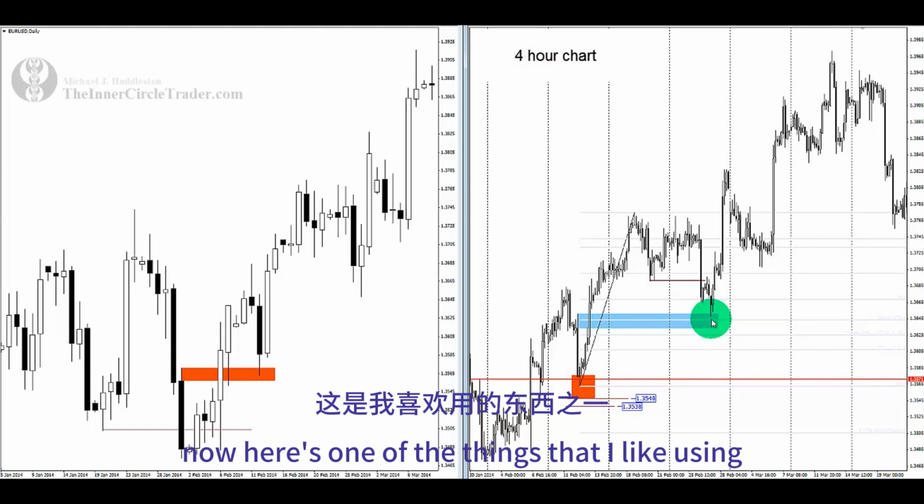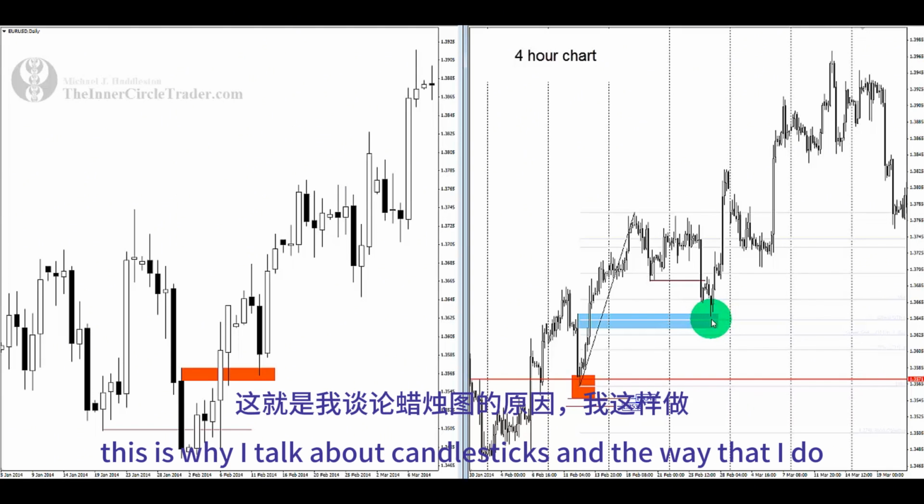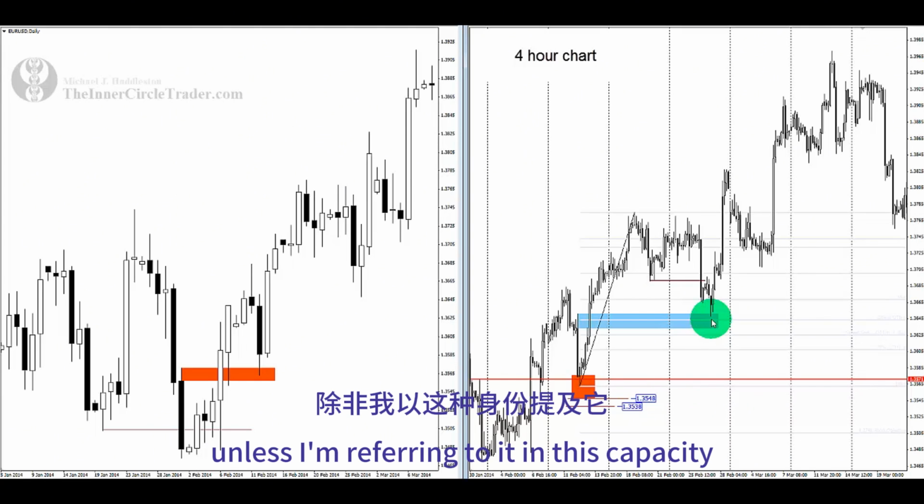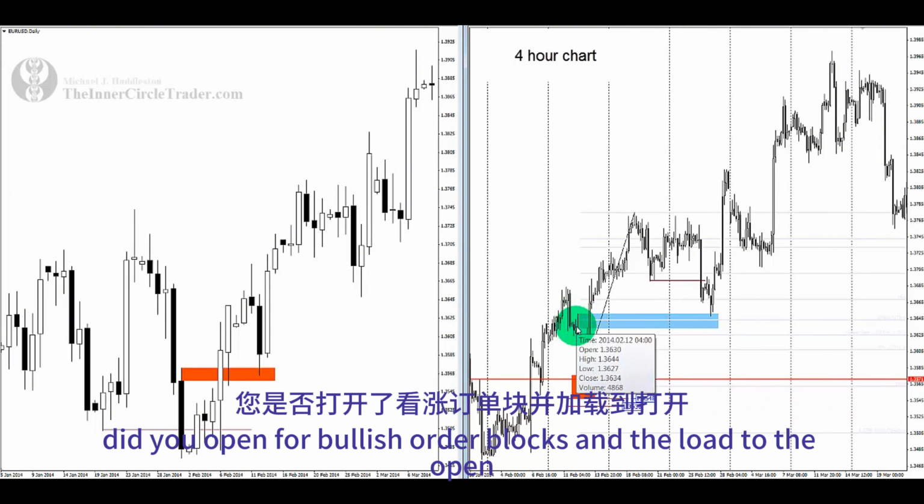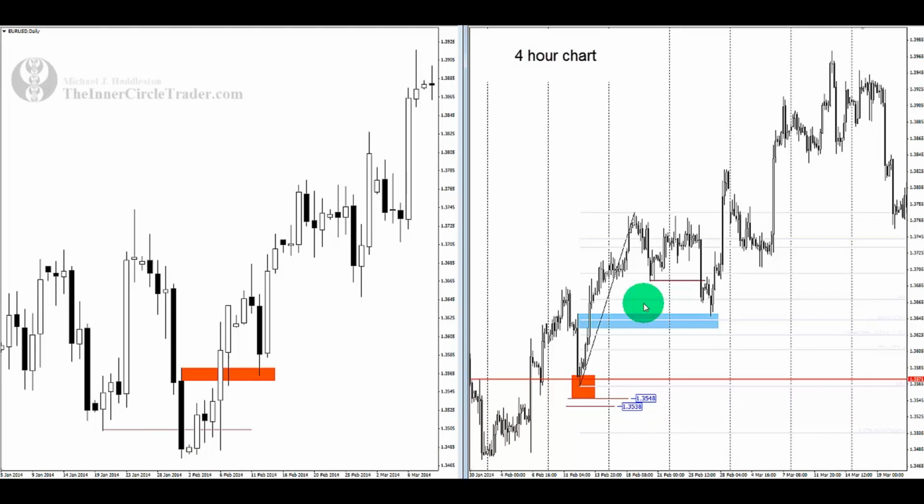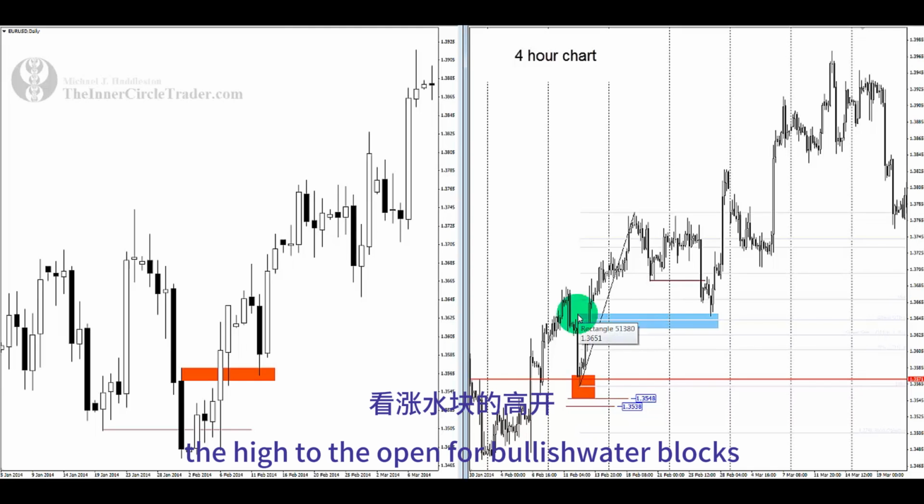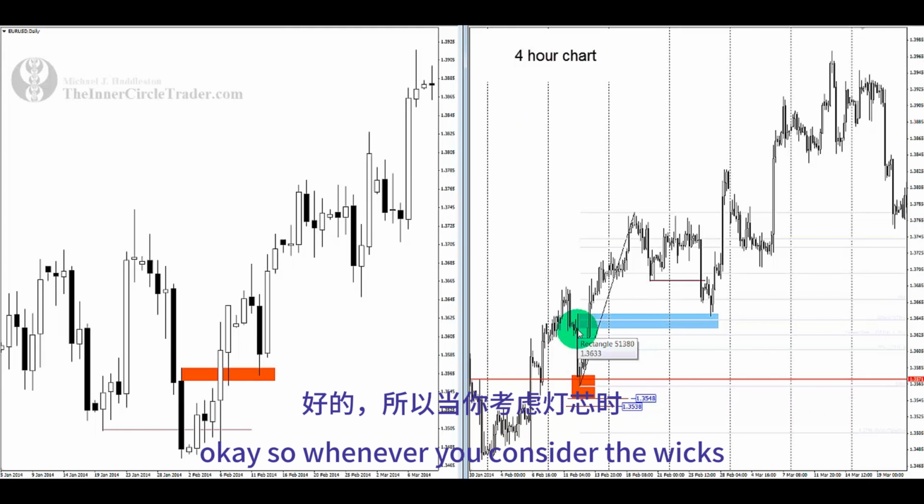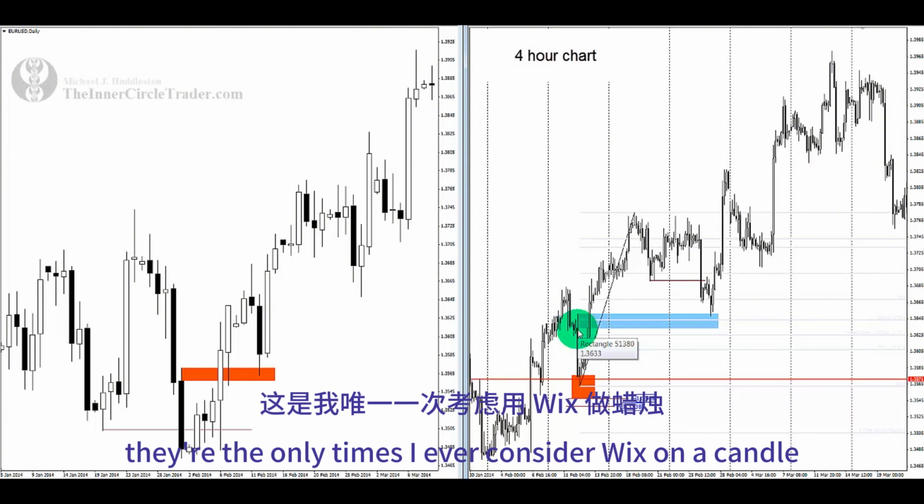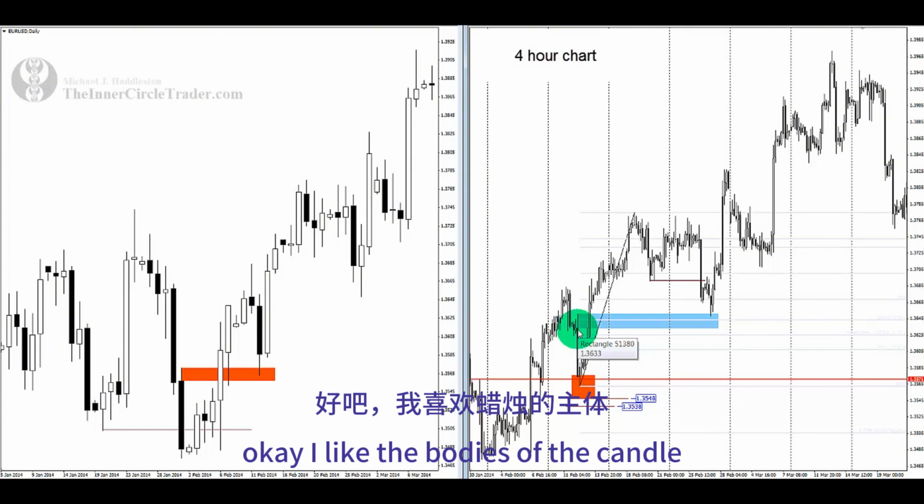Now here's one of the things that I like using, and this is why I talk about candlesticks in the way that I do. I don't like using the wicks unless I'm referring to it in this capacity: finding the high to the open for bullish order blocks and the low to the open. I said that wrong, I'm sorry. The high to the open for bullish order blocks and low to the open for bearish order blocks. Whenever you consider the wicks, those are the only times I ever consider wicks on a candle. I like the bodies of the candle.